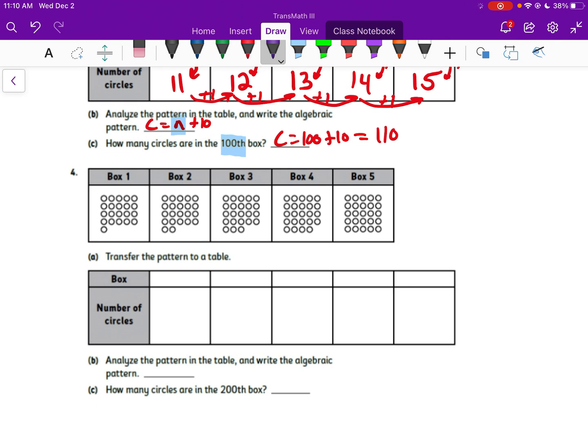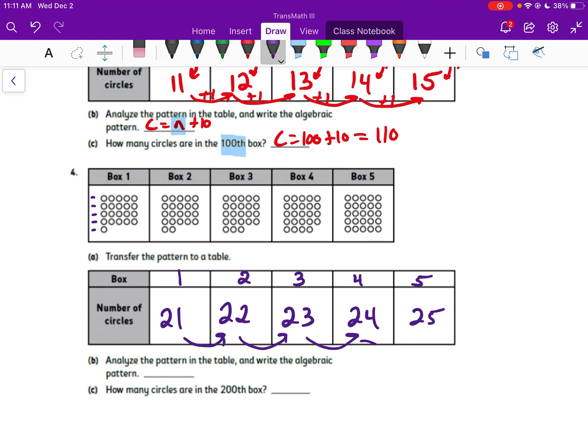All right, number 4 then. Again, box 1 through 5: 1, 2, 3, 4, and 5. And in this case, we got 5, 10, 15, 20, 21 circles. And I'm noticing that it's going up by 1 every single time again. So 21, 22, 23, 24, 25. And again, we said we were going up by 1 every time for the number of circles.